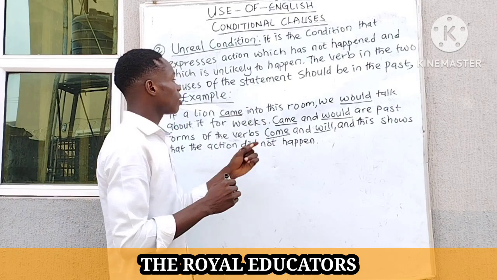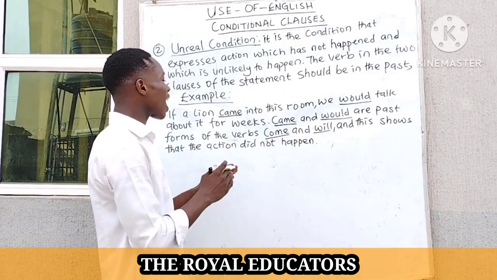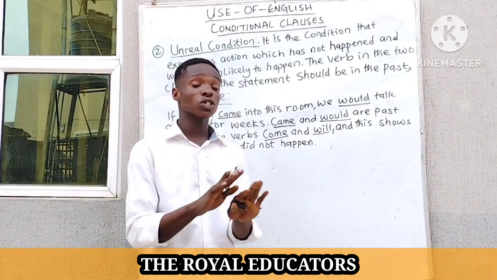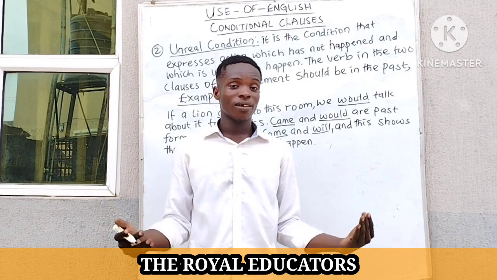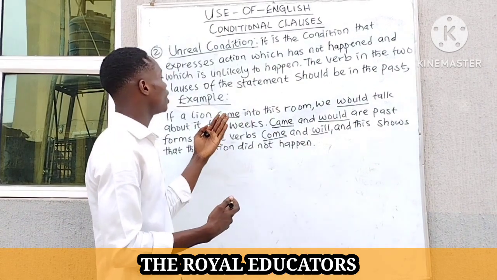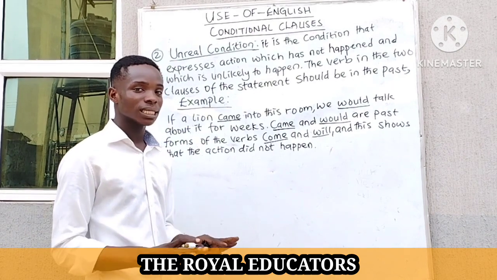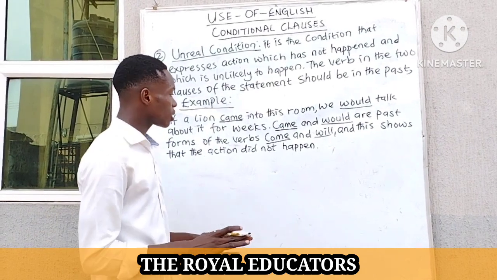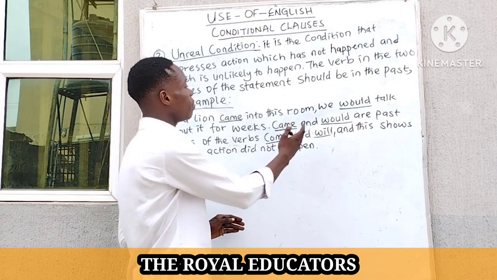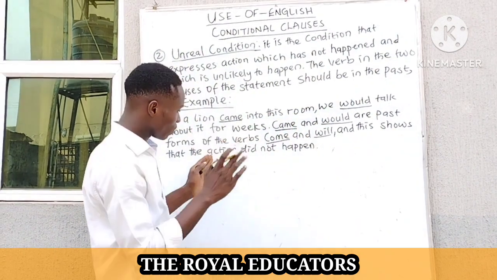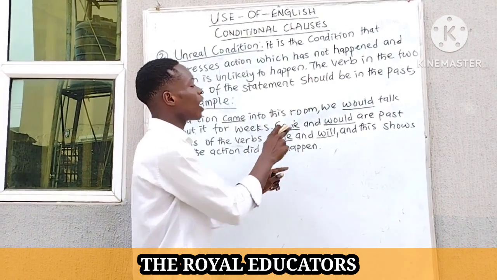Okay, so "come" and "will" show that the action did not happen. If you check it, the action did happen. Yes, if a lion came into this room, we will talk about it for weeks. It shows that it did not happen. So "came" and "would" are past forms, take note of it, of the verbs come and will.